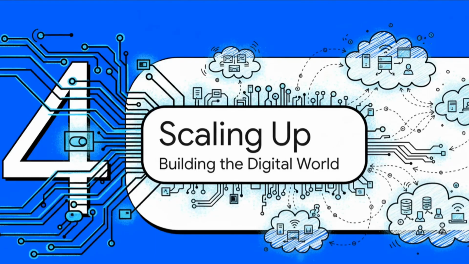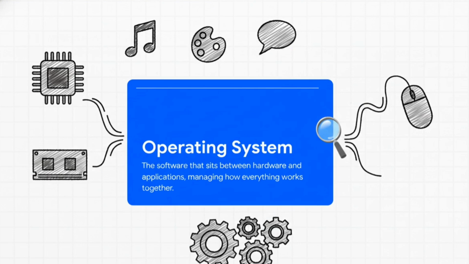So, let's recap. We've gone from a single on-off switch all the way up to a single program. But how do we get from there to the massive, interconnected digital world we all live in today? How do we scale this whole thing up? The glue that holds all of this together is the operating system, the OS. This is the master coordinator. It's the software that sits right in between the physical hardware, the CPU, the RAM, your keyboard, and all the applications you want to run. It's managing resources, scheduling tasks, and basically making sure everything plays nicely together.